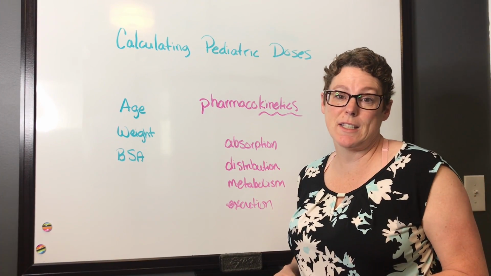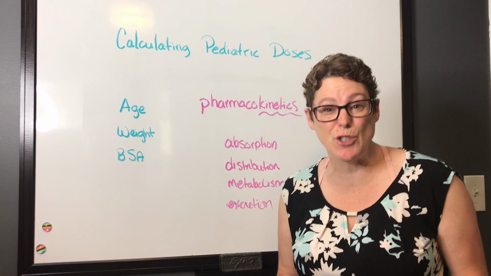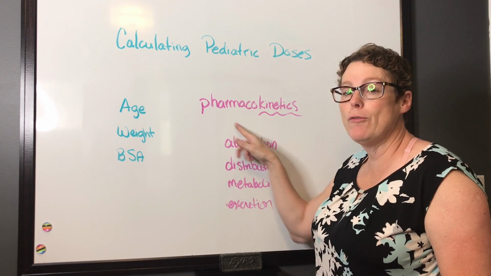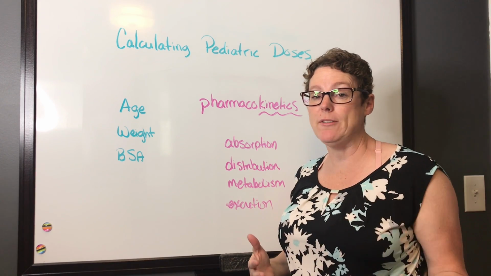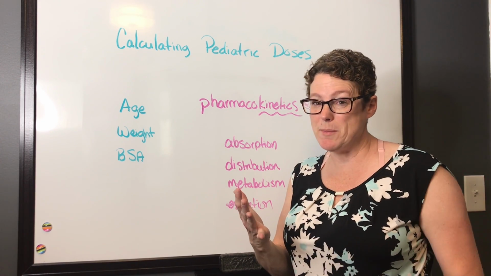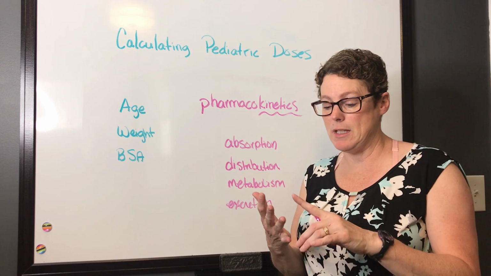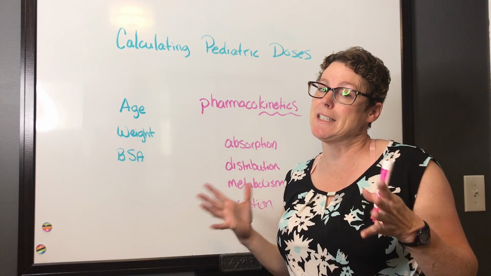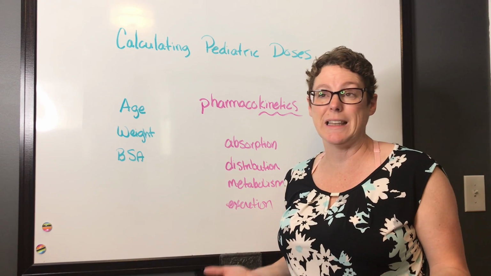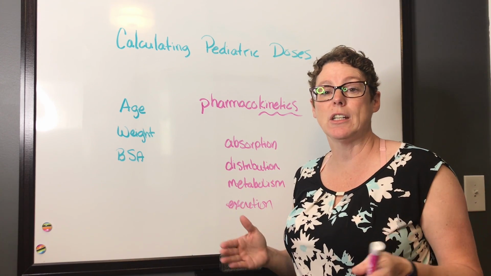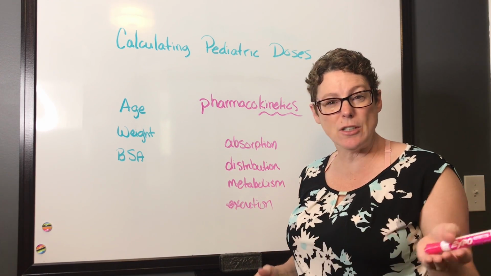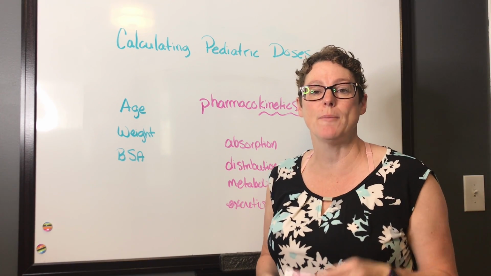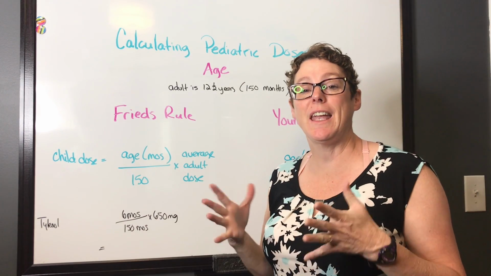So one of the reasons that we have to calculate a different dose for children is because they work with medications differently. Remember pharmacokinetics, we talked about this in a previous video: how the body absorbs medications, how it breaks it down, metabolizes it, distributes it, and excretes it. Well, the child's body is different. The organs sometimes are a little bit less capable of functioning the way that the adult's do. So we need to create a dose that's safe for them but still gets us the therapeutic outcomes we're looking for. We're going to start with age first.